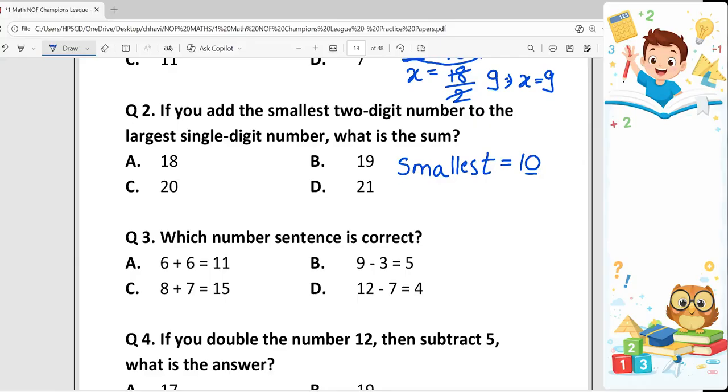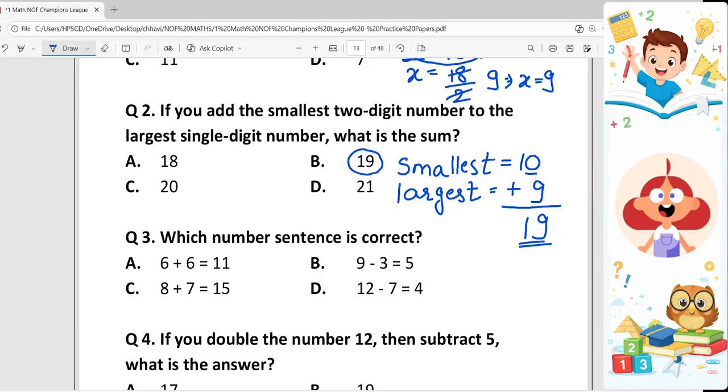And the largest single digit. Now we have to find the largest number. So what will be the largest single digit? The largest single digit will be 9, because we have to find a single digit. Now they are saying to add these two numbers. So when we add these two numbers, 10 plus 9 is 19. Options are 18, 19, 20 and 21. So the correct answer is 19, option B.